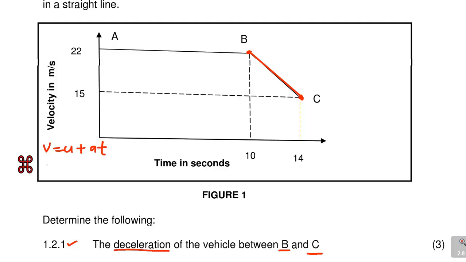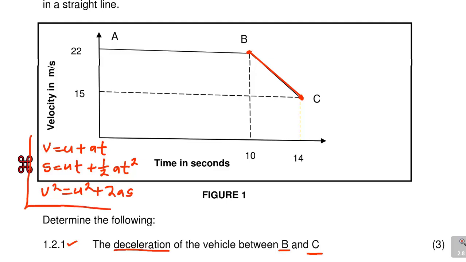The second one is S is equal to UT plus half AT squared, and the other one is V squared is equal to U squared plus 2AS. So these are the common equations of motion formulas that you are dealing with. Now they are saying we need to find the deceleration between B and C.